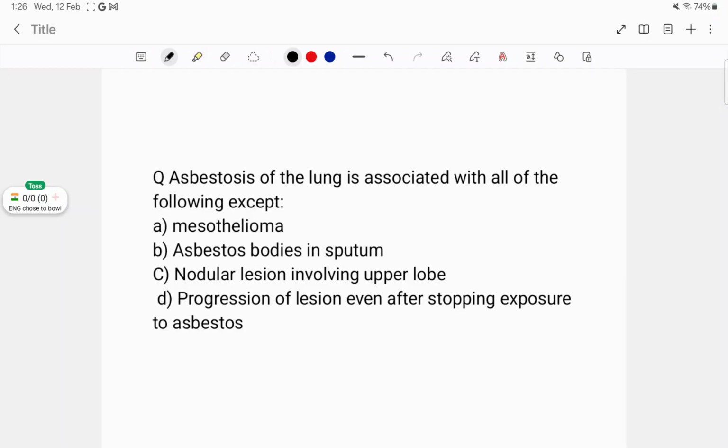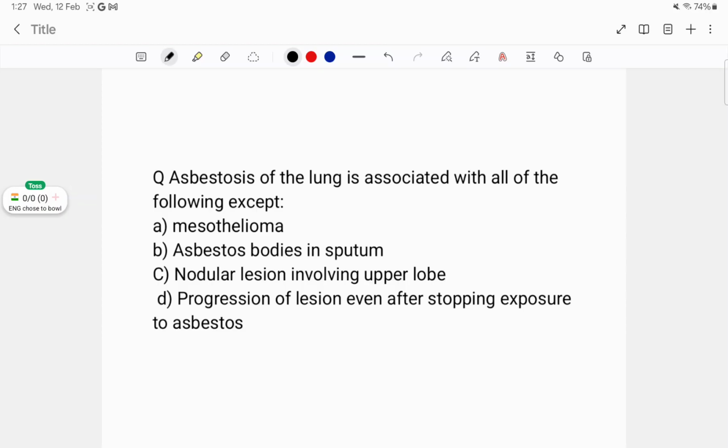So the question goes like, asbestosis of lung is associated with all of the following except: A. Mesothelioma, B. Asbestos bodies in sputum, C. Nodular lesions involving upper lobe, or D. Progression of lesion even after stopping exposure of asbestosis.